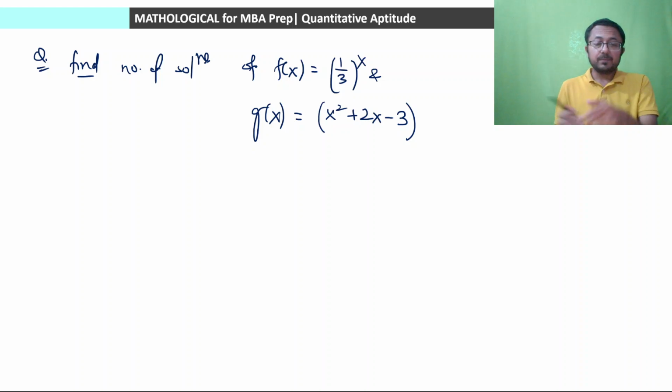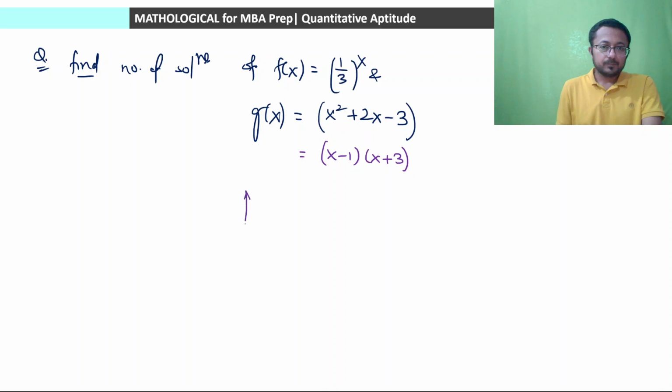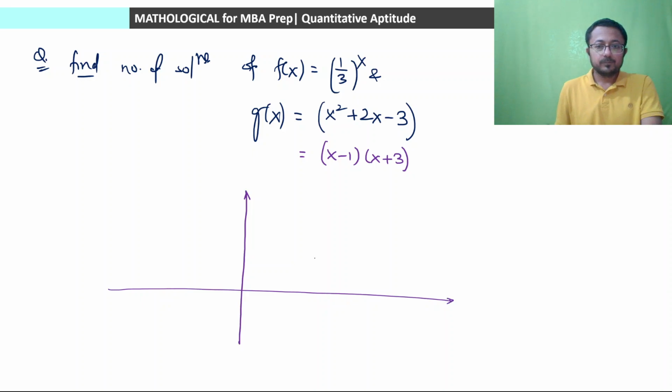ठीक है. और g(x) क्योंकि हमारा ये क्वाड्रेटिक फंक्शन है, तो उसके लिए भी हमें आइडेंटिफाई करना पड़ेगा ग्राफ कैसा बनेगा, कहाँ पे मिनिमा लाई करेगा. x square plus 2x minus 3, this can be written as x square plus 3x minus x minus 3. So x into x plus 3 minus 1 into x plus 3. So x minus 1 into x plus 3. This will be our graph of g(x). So critical points are minus 3 and 1.